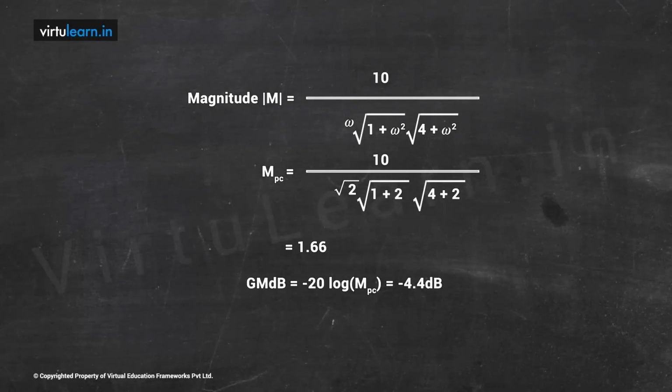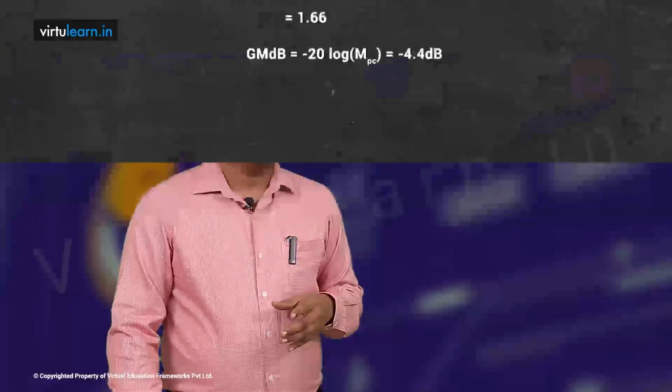So the final step is gain margin in dB. So GM in dB is equal to minus 20 log M_pc, that is minus 20 log 1.66. So it is going to be minus 4.4 dB. So gain margin in dB for the open loop transfer function given is minus 4.4 dB. Similarly, we can also find out the phase margin.